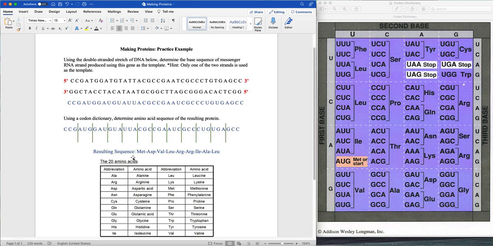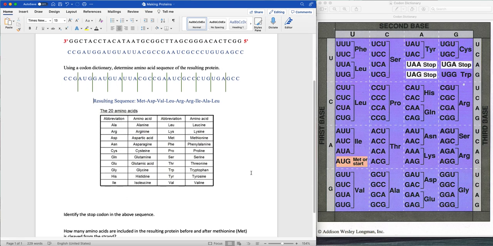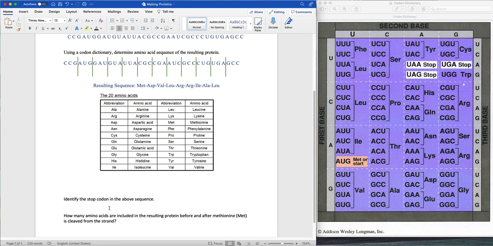Okay, the resulting sequence of amino acids should look like this. You should have also noticed that the next to last codon, UGA, does not translate into an amino acid. Instead, as noted on your codon dictionary, UGA is a stop codon. That indicates that this is the end of the genetic sentence. So again, our stop codon in the above sequence here was UGA.